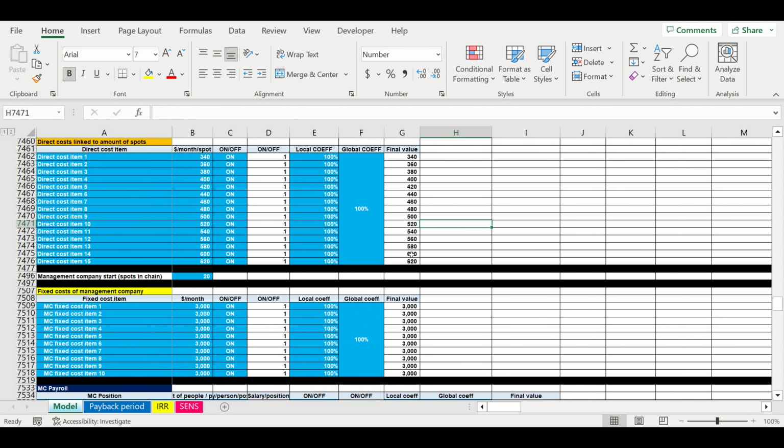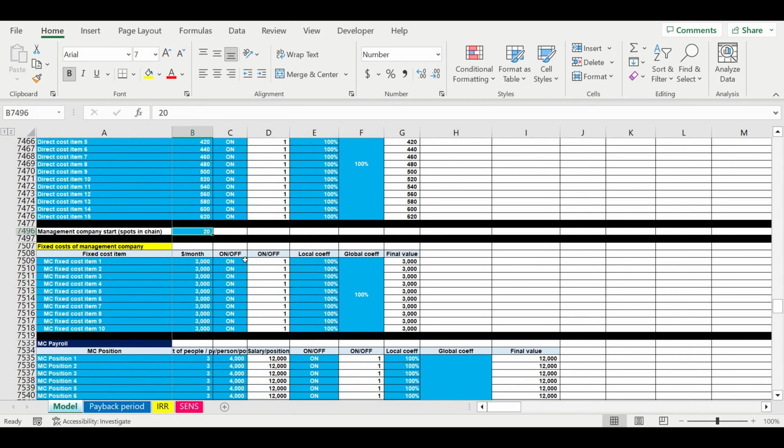Then we have the story about the management company. As soon as our chain grows, for example, up to 10 or 20, we can specify the amount of spots here where we will introduce a management company. So here we specify when we introduce the management company. For example, we can change this value to 10 or 15 spots. This is the amount of spots inside the chain, so when we reach this amount of spots, we start a management company.